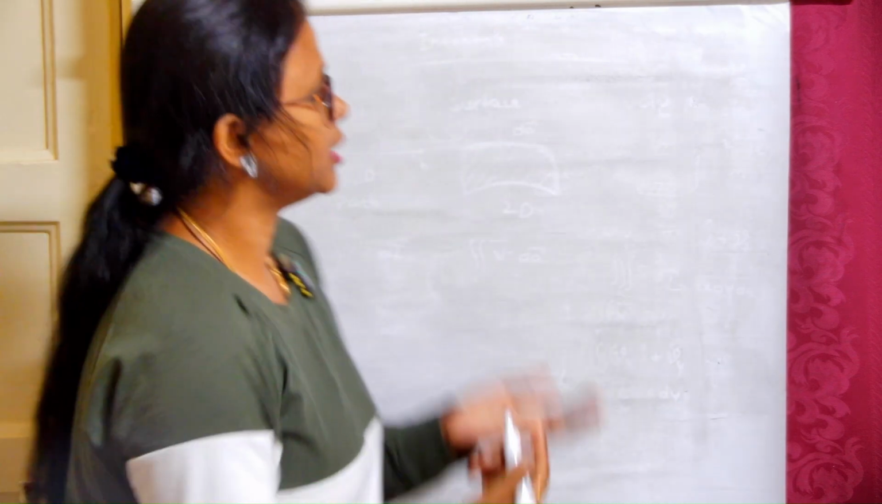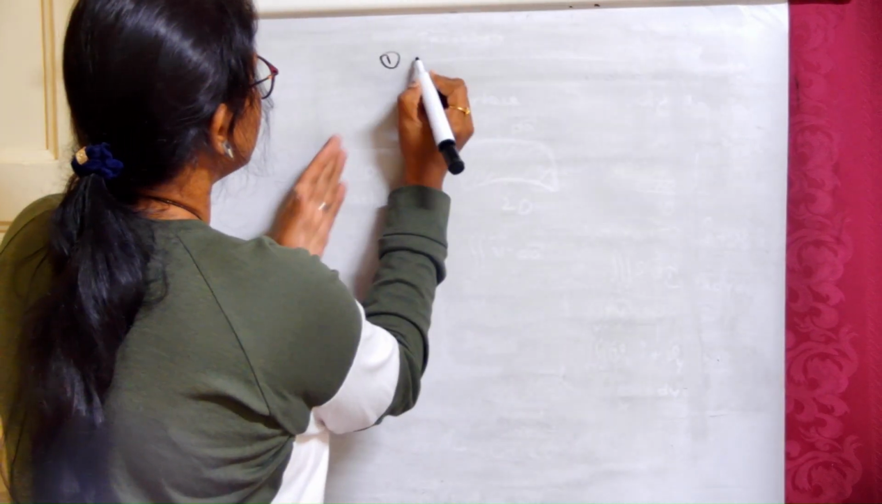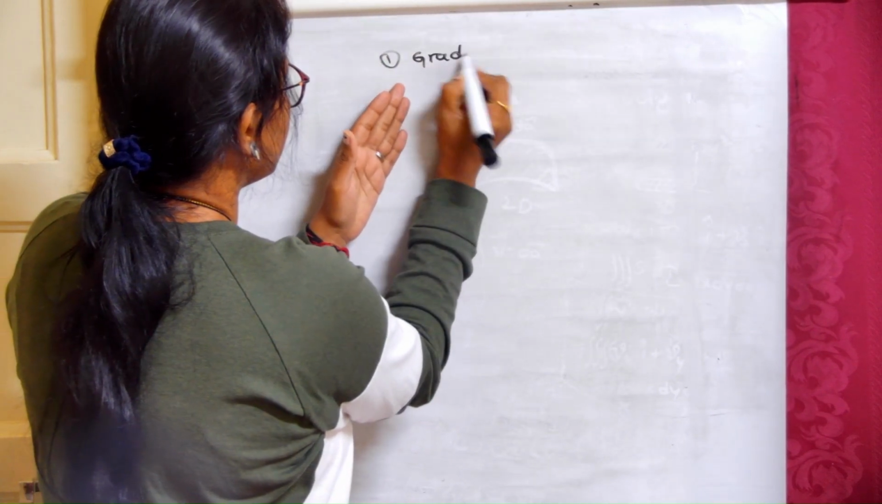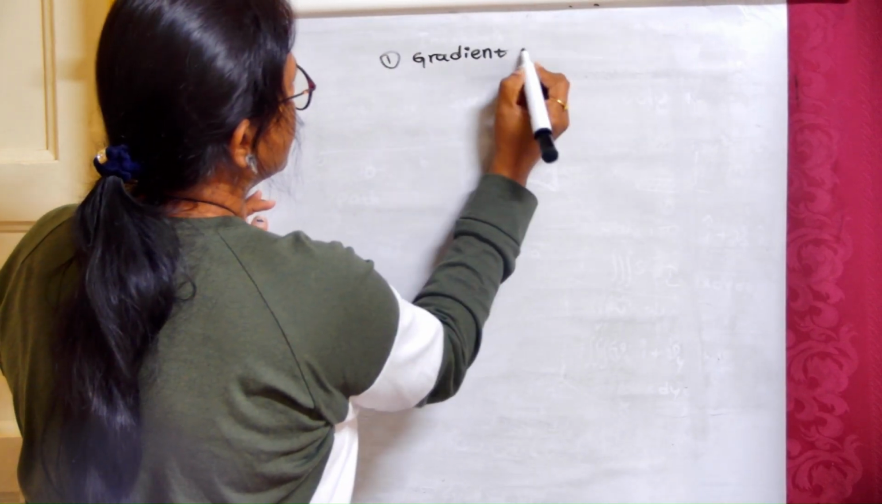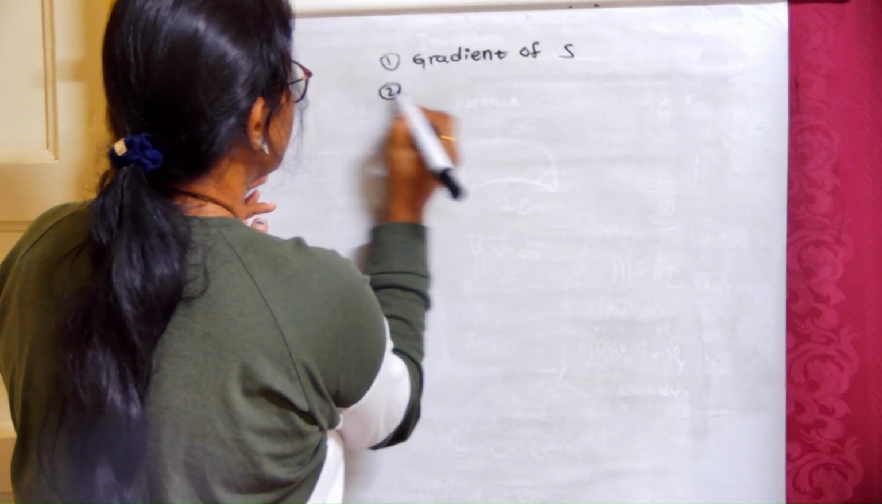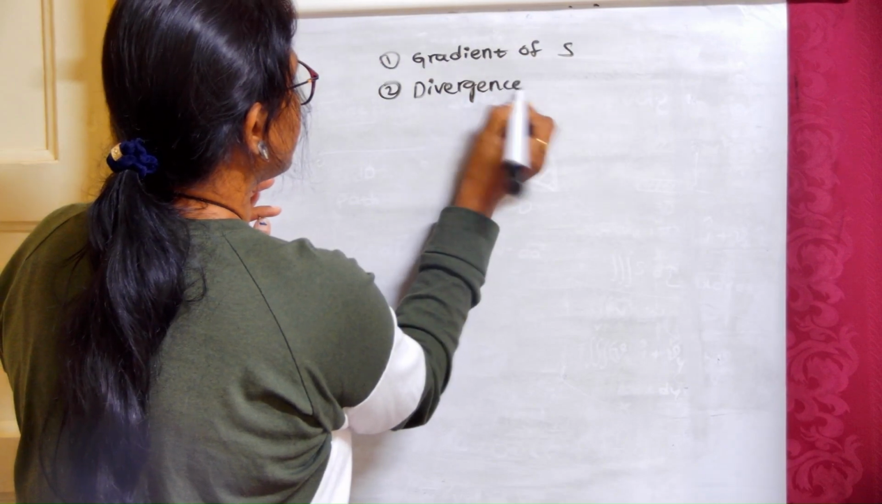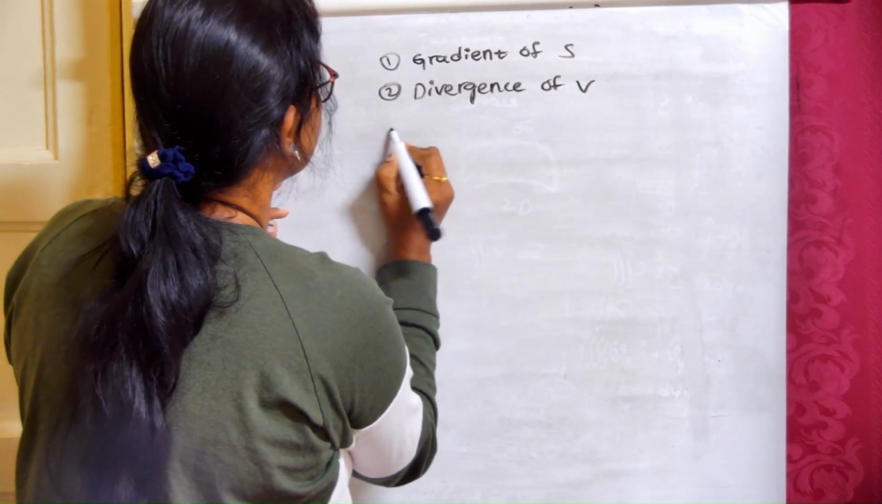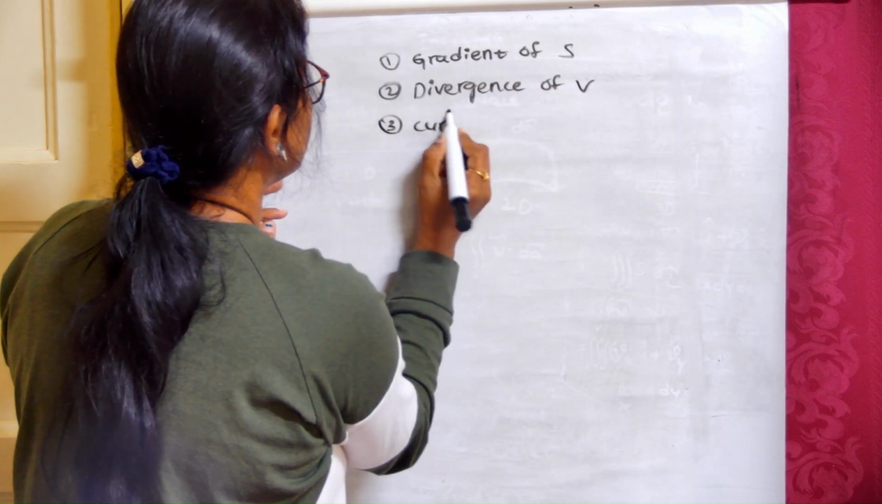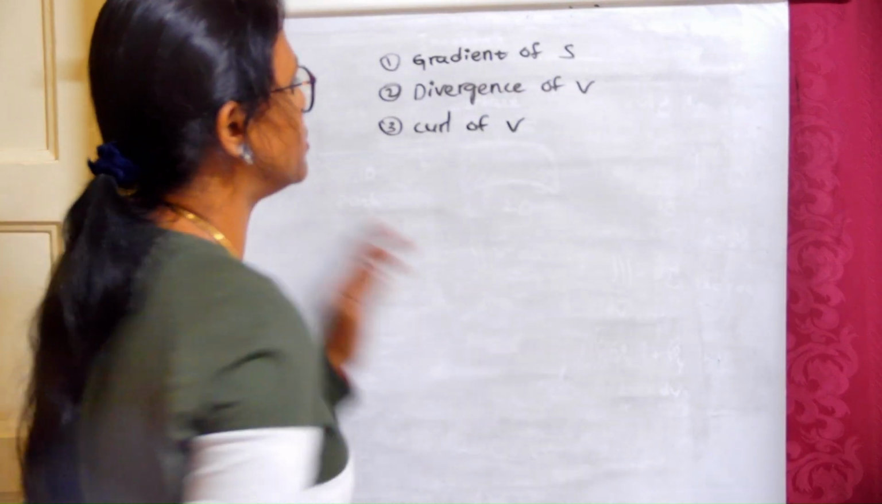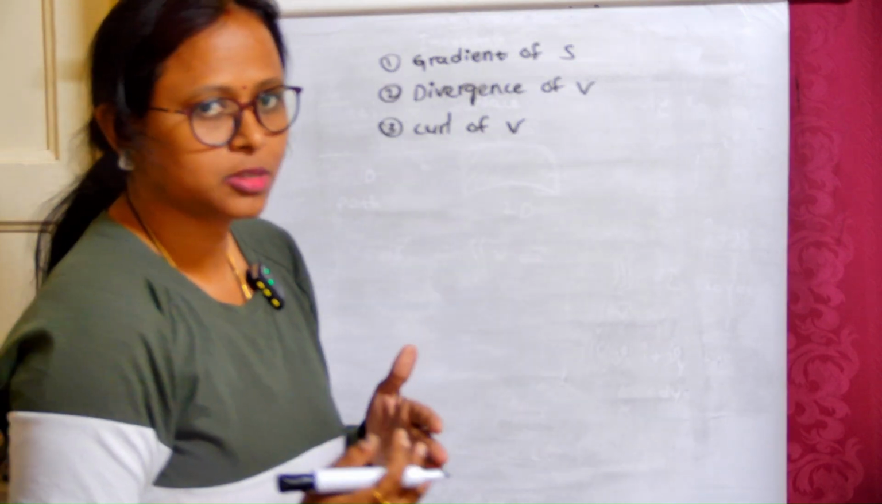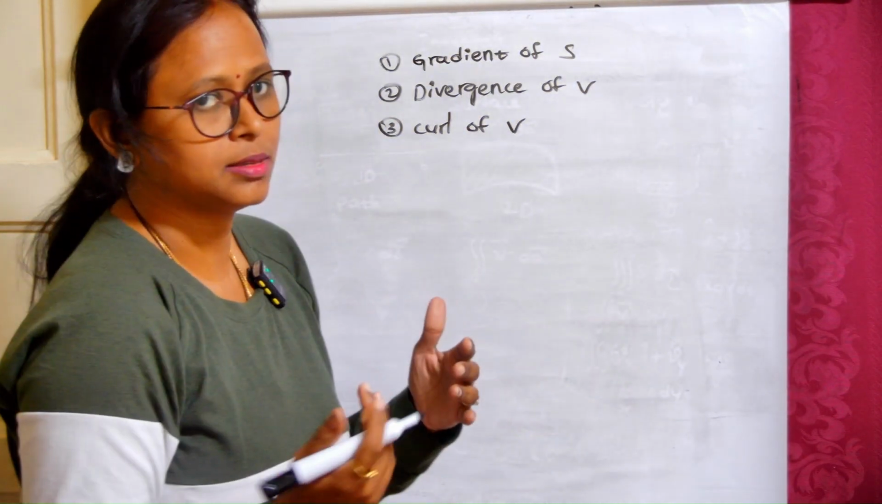In our last session, we understood different types of derivatives that we can apply for any scalar or vector. They are gradient of a scalar, divergence of a vector and curl of a vector. So today we will see what the different types of integrals are.